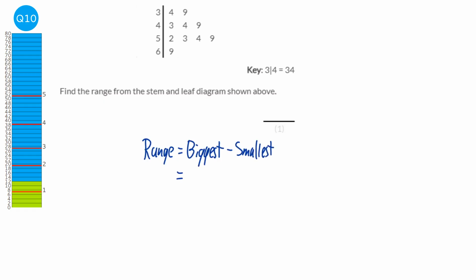The biggest number in this stem-leaf diagram is found at the bottom right. So this 9 here represents 69. So it would be 69, take away, and the smallest number is always at the top left. So this 4 here represents 34. So it would be 69, take away 34, which is 35.